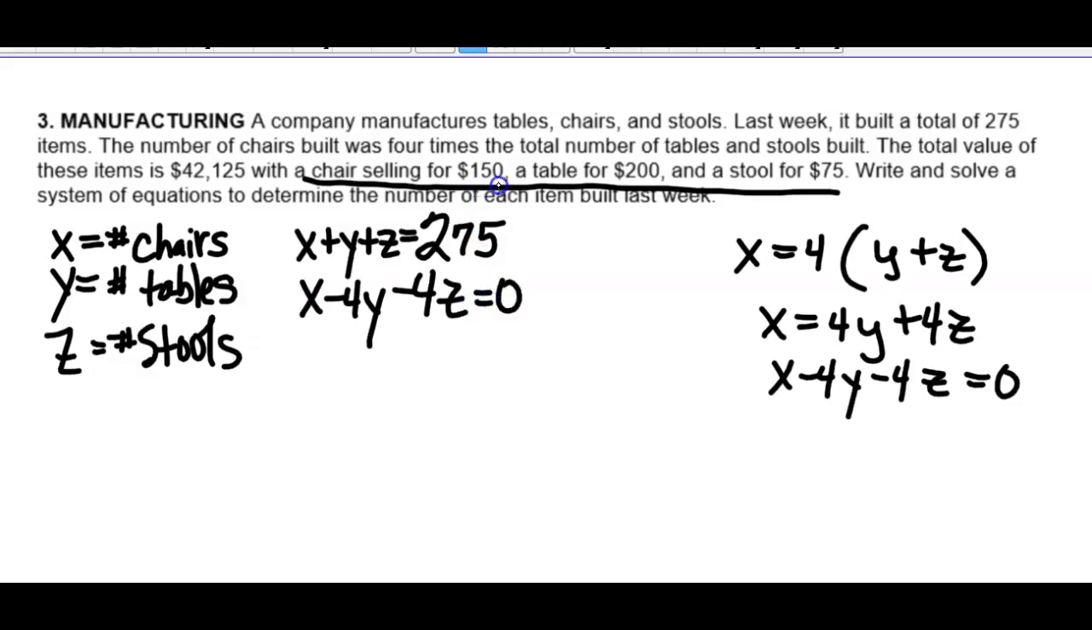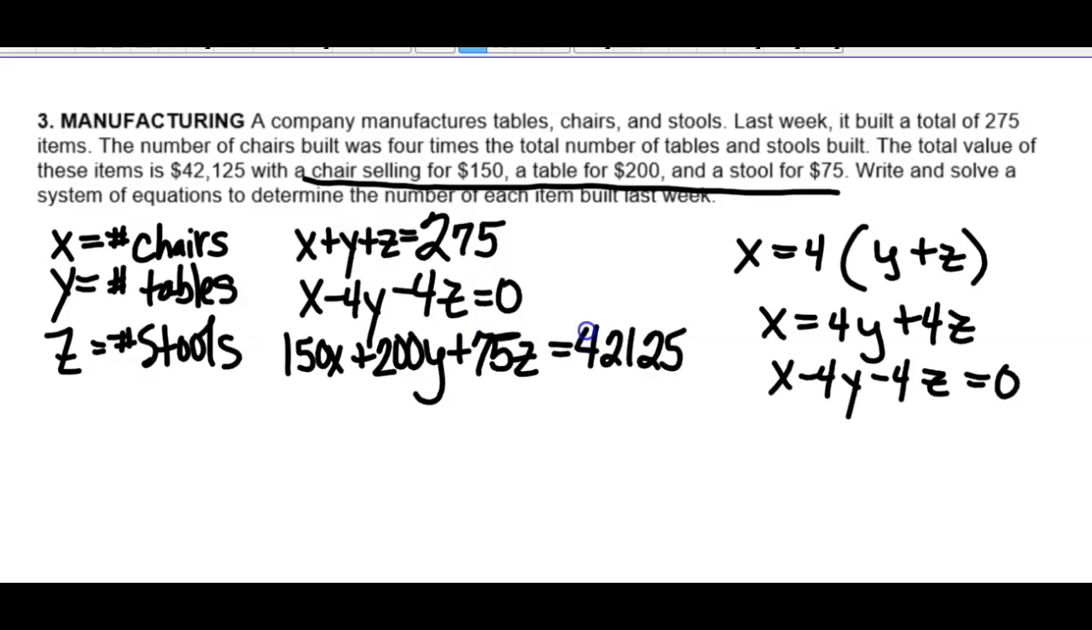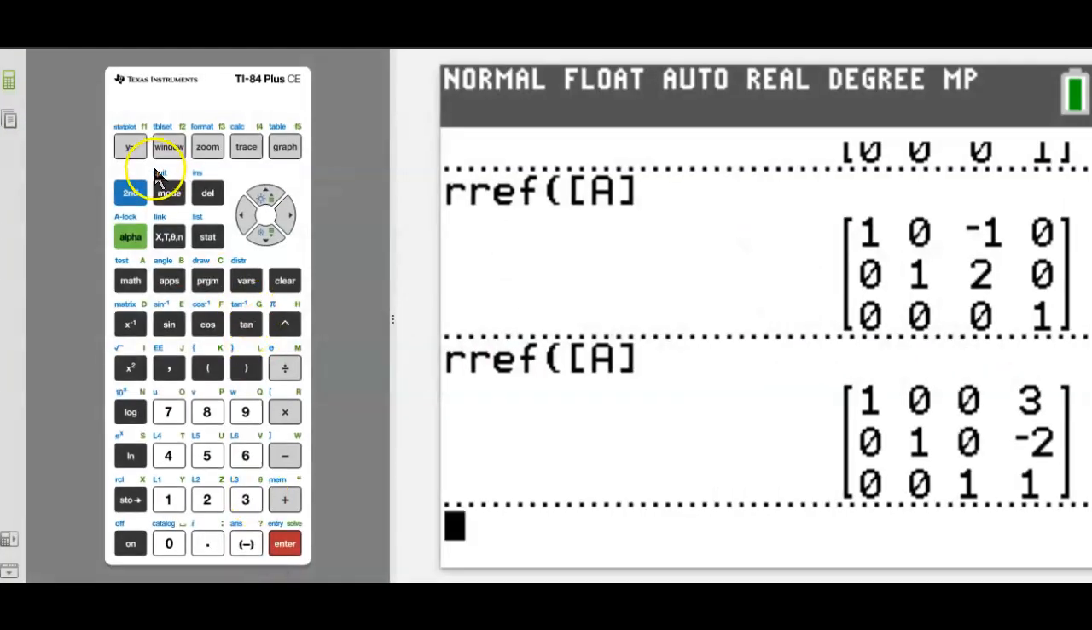And then I have this sentence about the cost. Each chair sold for 150. I'm sorry, sales, not cost. And a table for 200. So that's 200 times Y. And stools were 75 times Z. And that's supposed to be $42,125. Okay, we're going to put that in our calculator.